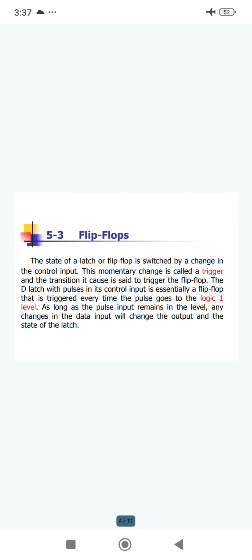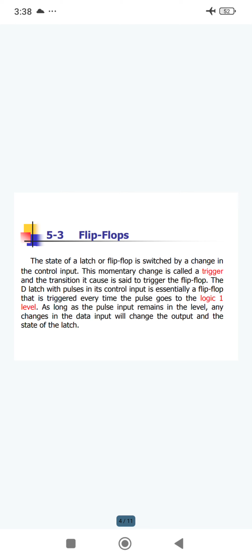Okay. Next one is what is a flip-flop, what are latches, like that. The state of the latches or flip-flop is switched by a change in the control input. The momentary change is called a trigger, and the transition is said to trigger the flip-flop. The D flip-flop, which pulses its control input, is essentially a flip-flop that is triggered every time the pulse goes to the logical 1 level.